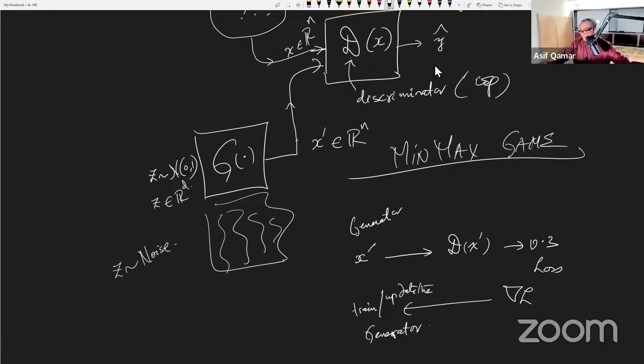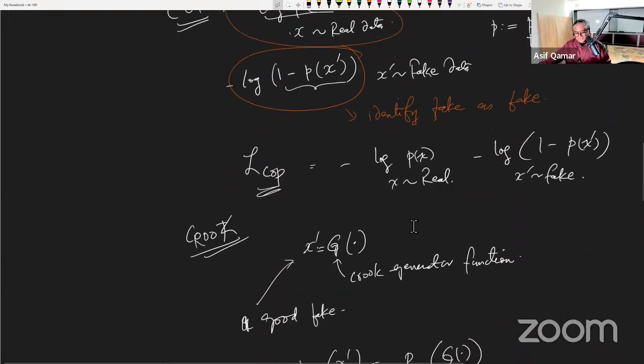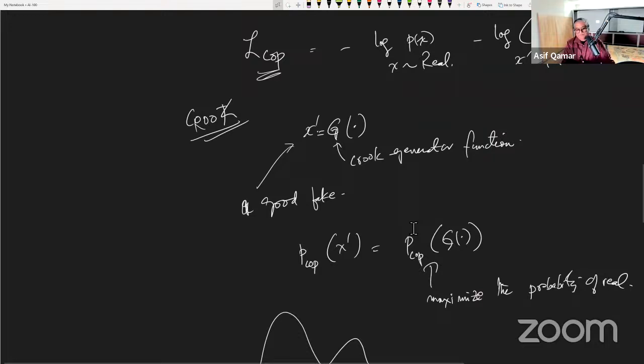Exactly. That is why. Let us now go back and see what the obvious loss terms are. As far as the crook is concerned, the crook generates something, G of Z, from the noise Z. So this is X prime, right? X prime is equal to G of Z. The discriminator acts upon it and produces a probability that it's real.